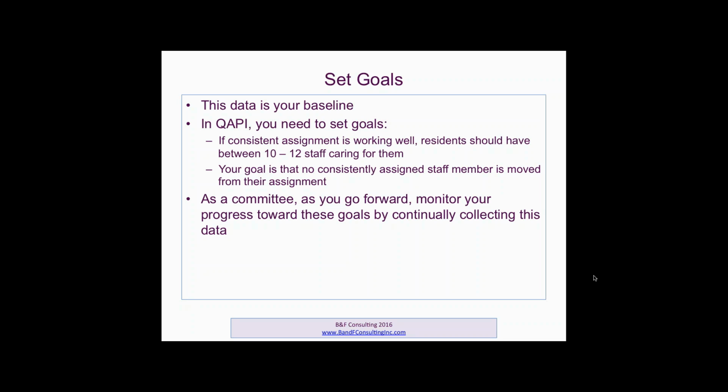As we mentioned earlier, this project is a perfect QAPI project. This data is your baseline. In QAPI, you need both data and you need goals. If consistent assignment is working well, residents should have between 10 and 12 staff people caring for them. Your goal is that no consistently assigned staff member is moved from their assignment. As a committee, as you go forward, monitor your progress towards these goals by continually collecting data.